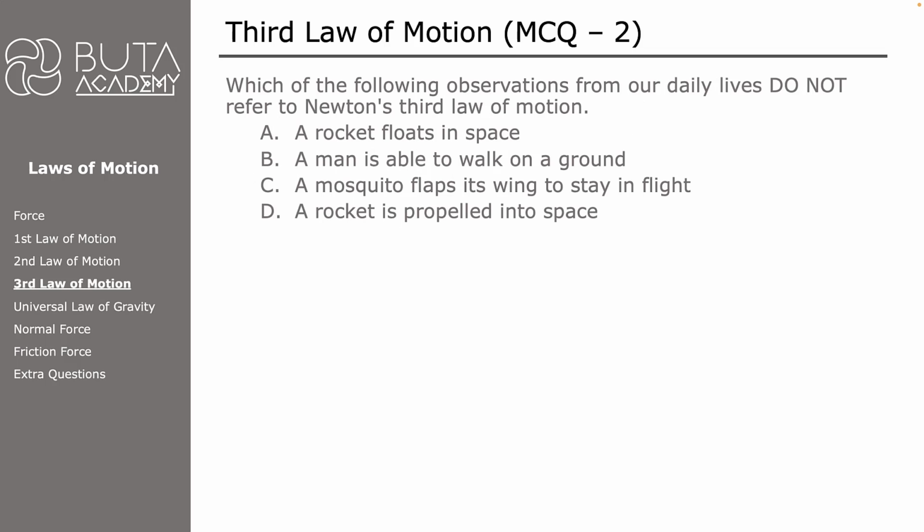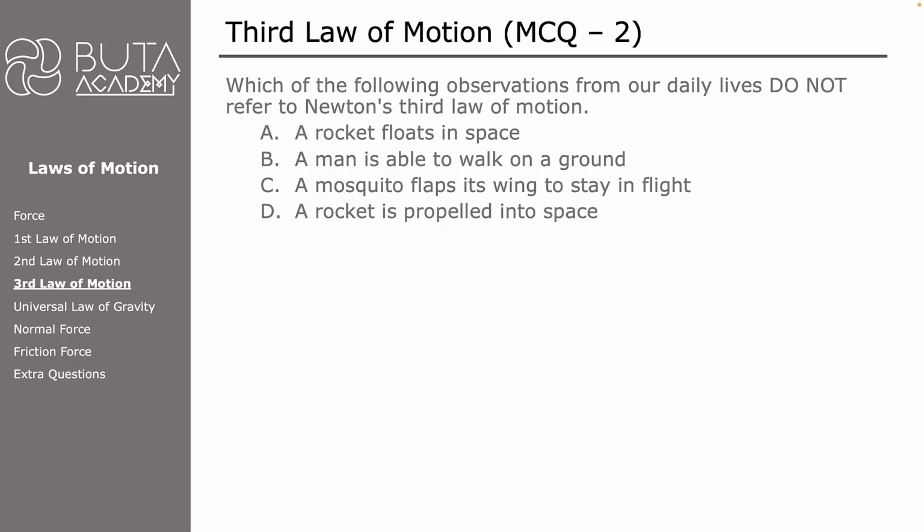Which of the following observations from our daily lives do not refer to Newton's third law of motion? A. A rocket floats in space. B. A man is able to walk on the ground. C. A mosquito flaps its wings to stay in flight. D. A rocket is propelled into space.